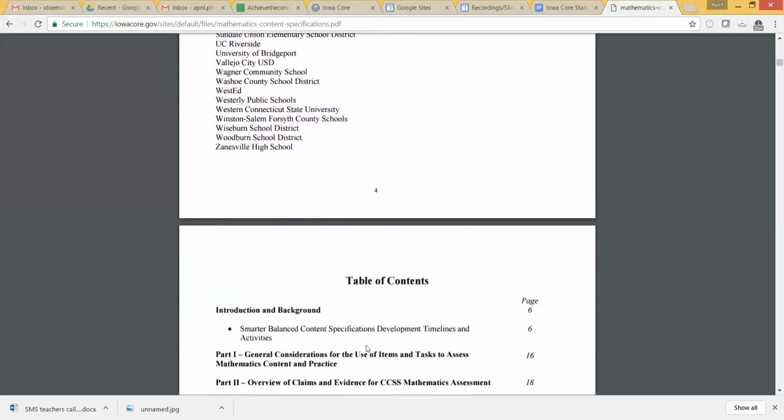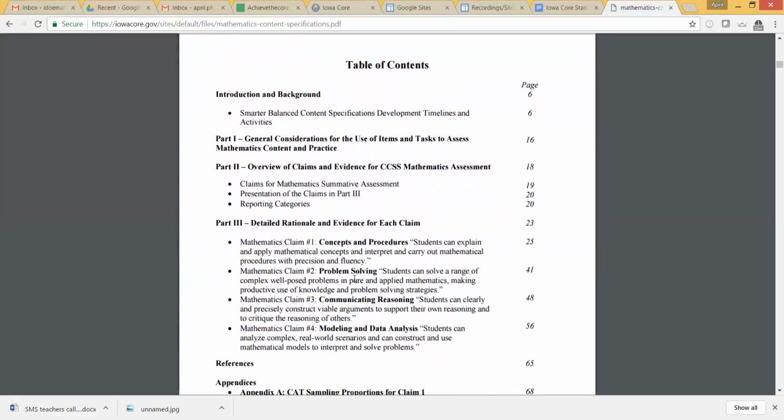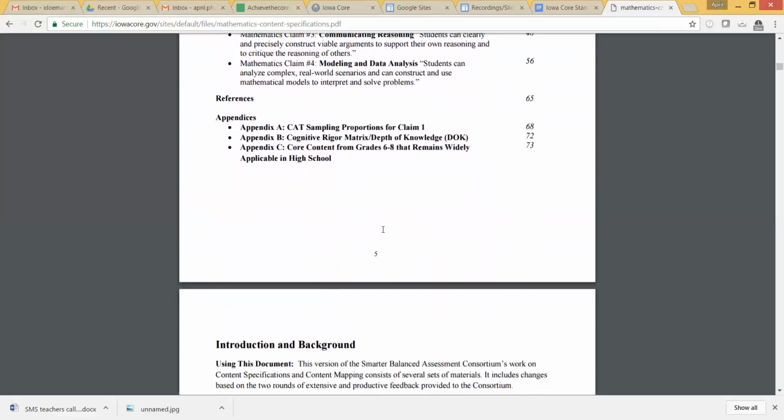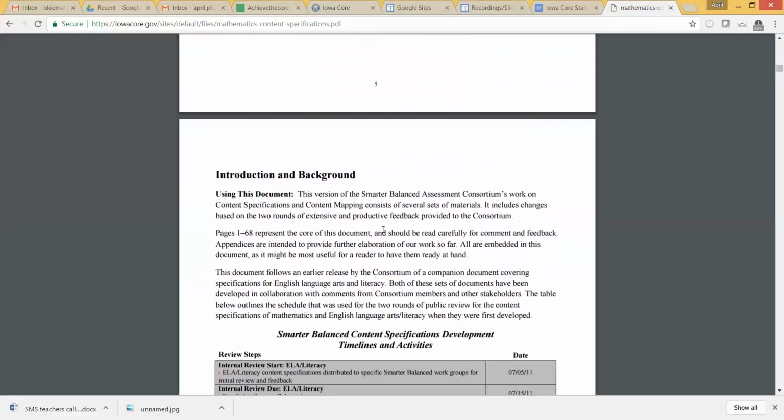Then additionally, it goes through and you can see where they break down all their rationale for everything and evidence of each claim. So this work was really done in conjunction to support what was being done as far as getting ready to write assessments that were aligned with Smarter Balanced and PARCC.